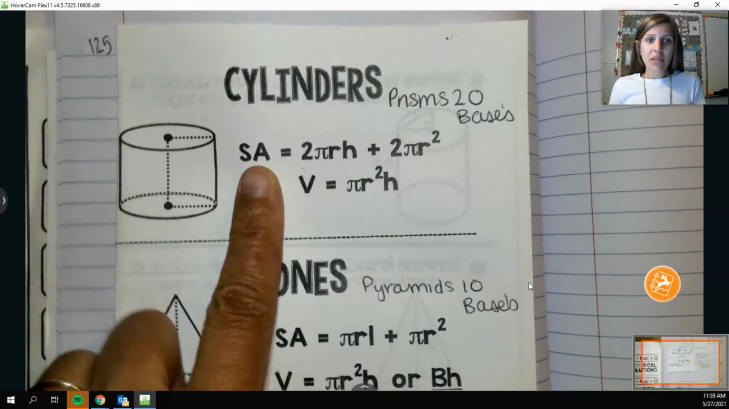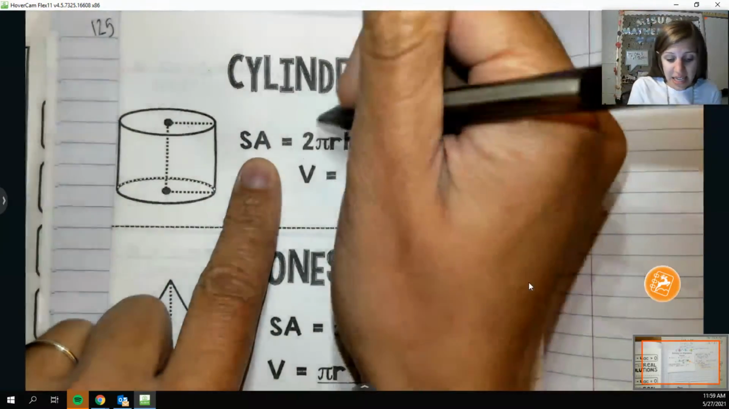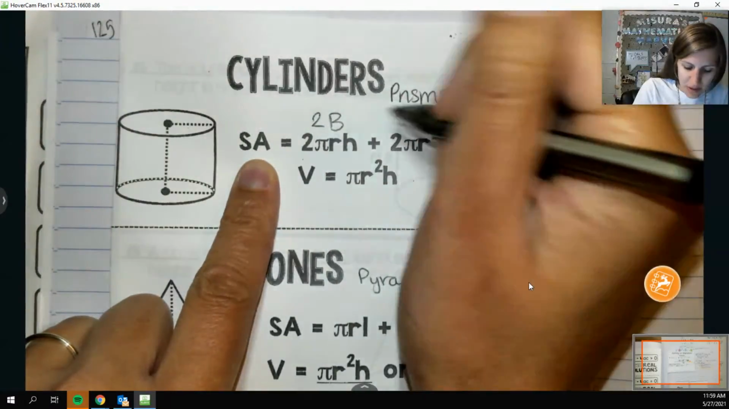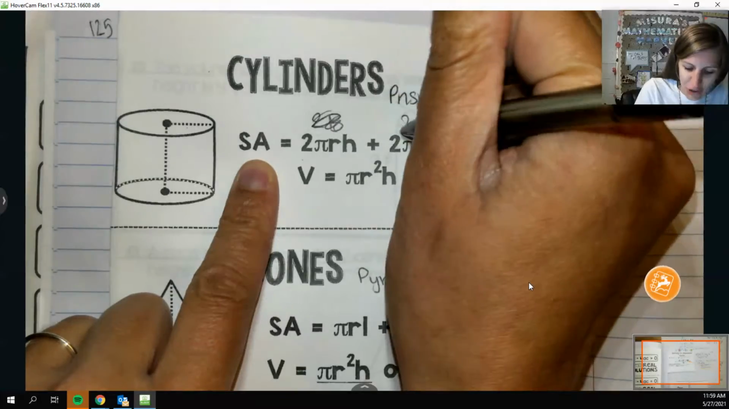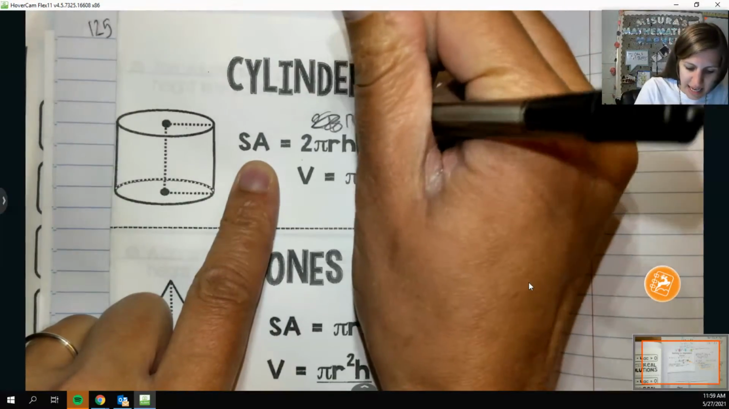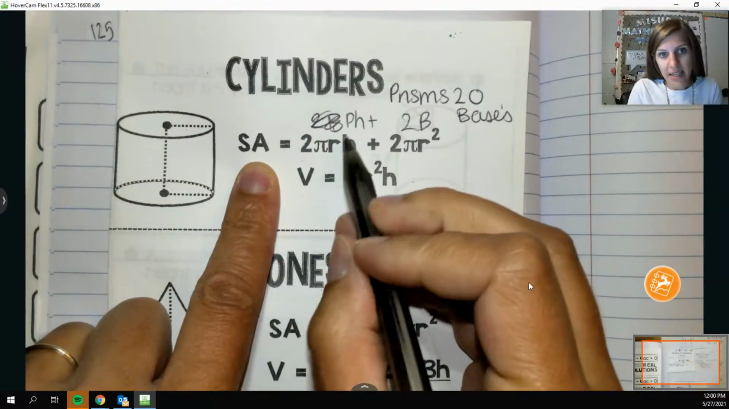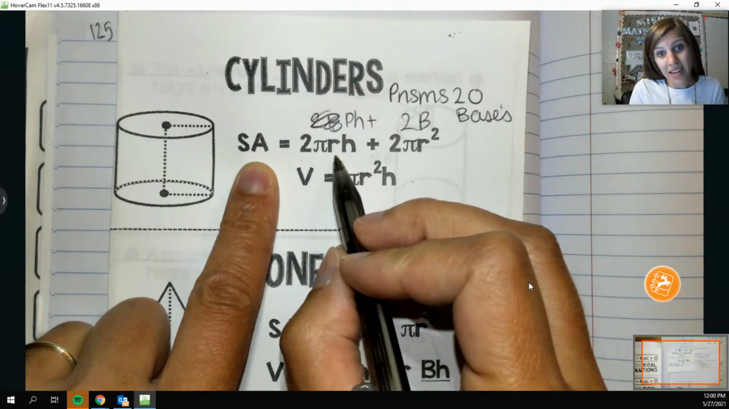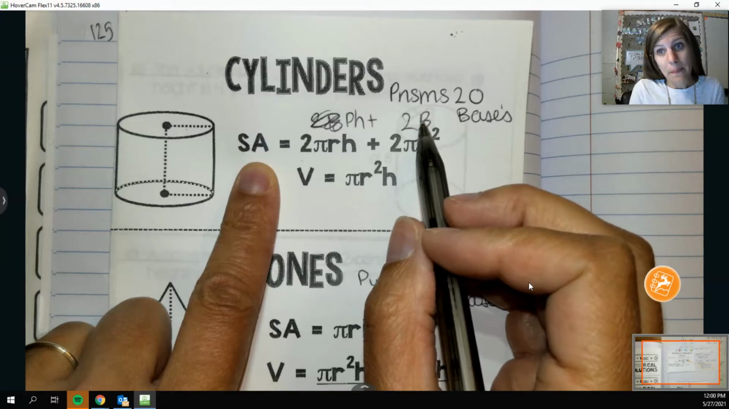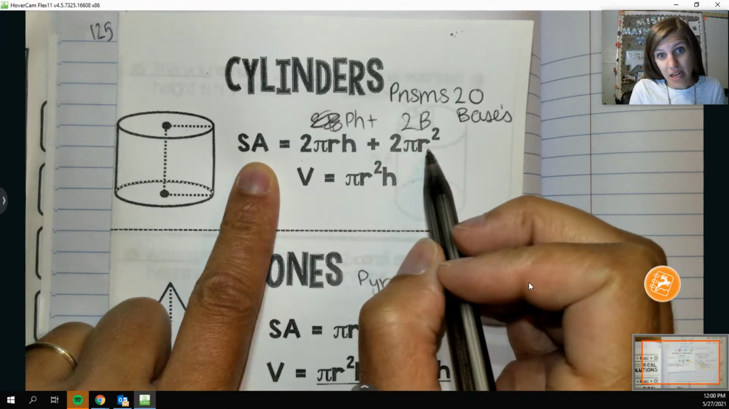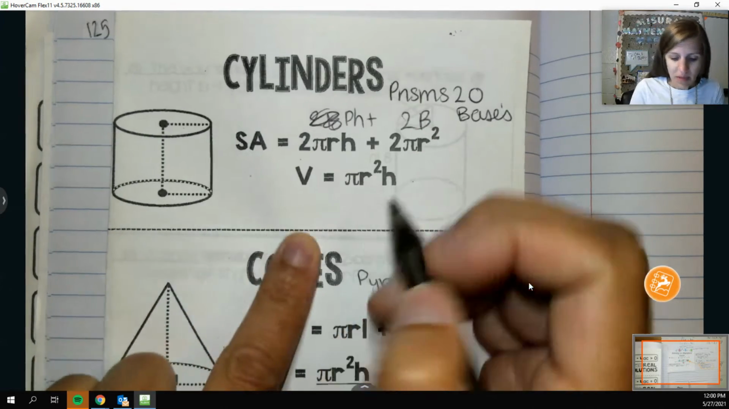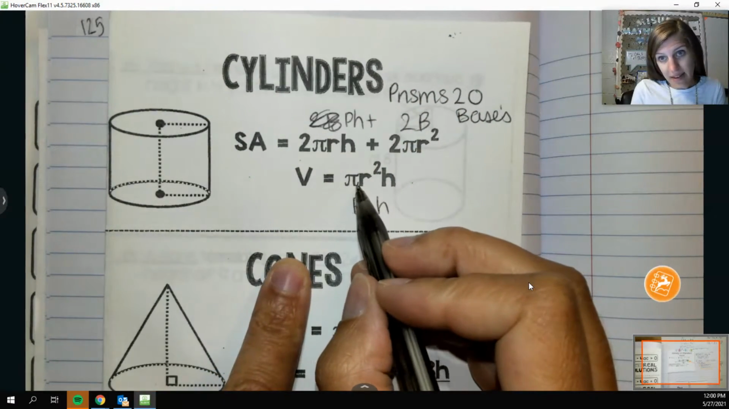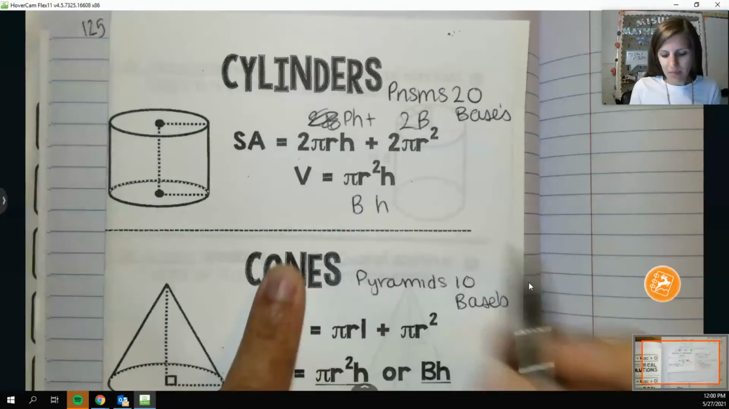Now, surface area for a cylinder, you guys, is 2B plus PH. That is what's going on here. But the perimeter of a circle is really circumference, so that's why 2 pi r. And when we think about the area of the base, it's pi r squared. And volume is still base times height, but the area of the base of the circle is pi r squared.